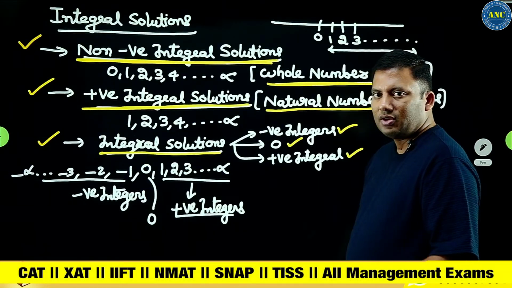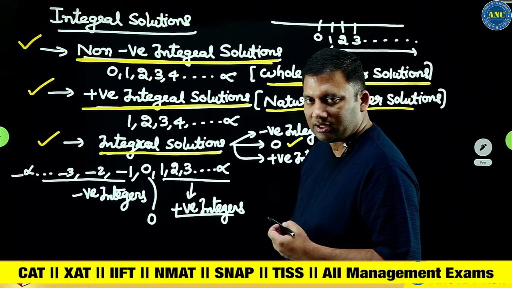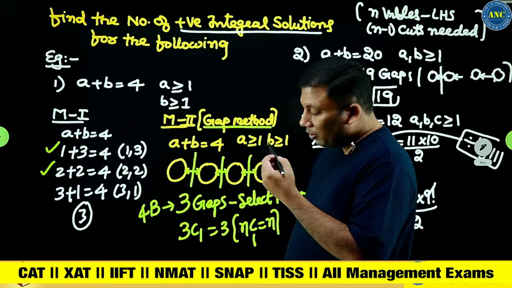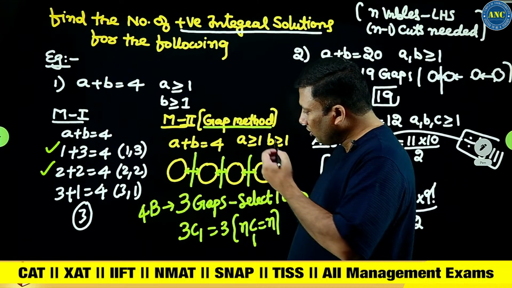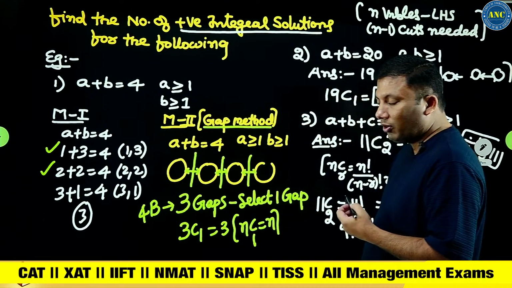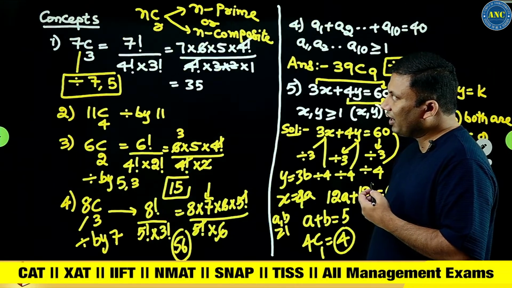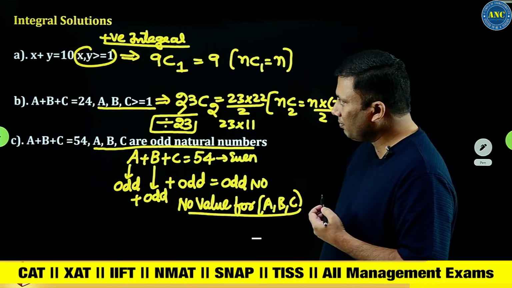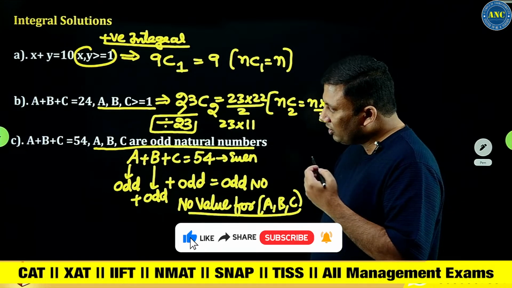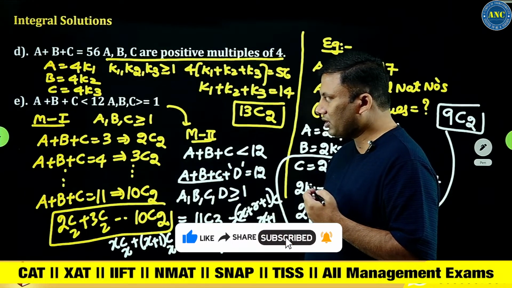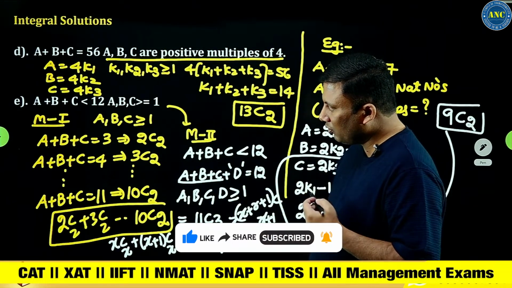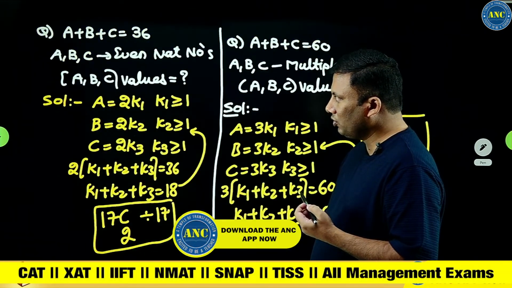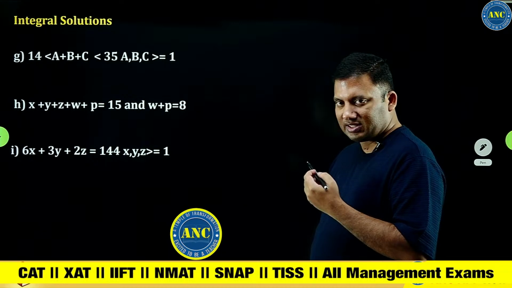What we discussed: what do you mean by non-negative integral, positive integral, integral solutions, how to find out by counting, how to find out by gap method, how to eliminate answer options for nCr, if n is a prime number or n is a composite number, 2 variables how to do, 3 variables how to do, odd numbers how to do, multiples of k how to do, less than how to do, less than on extremes how to do. All the values we discussed.